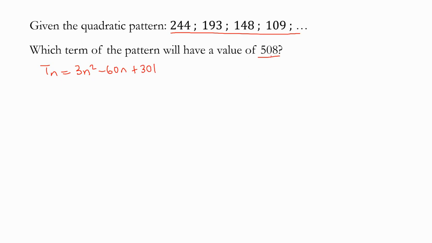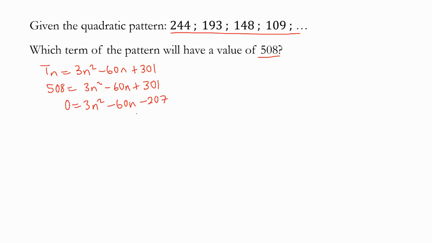So now, if Tn is 508, what is n? So we say 508 is equal to 3n squared minus 60n plus 301. And then what we do, we subtract 508 on both sides of the equation. So we get 0 is equal to 3n squared minus 60n, then minus 207.